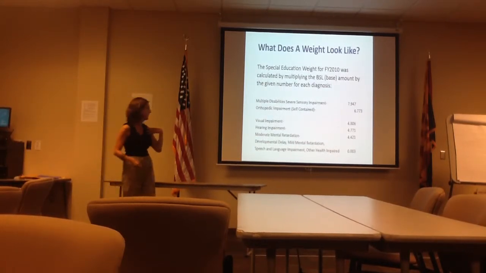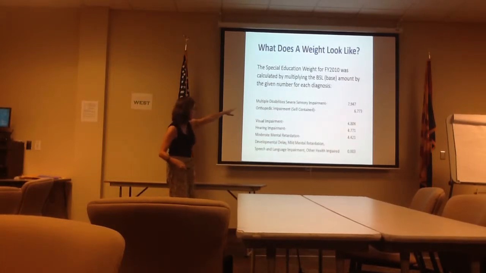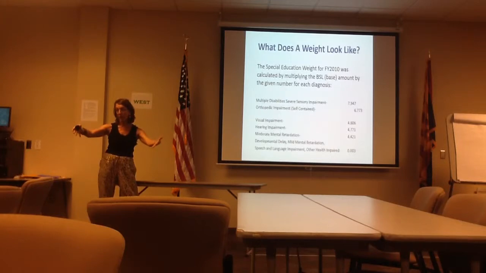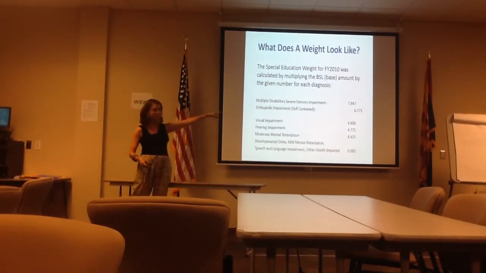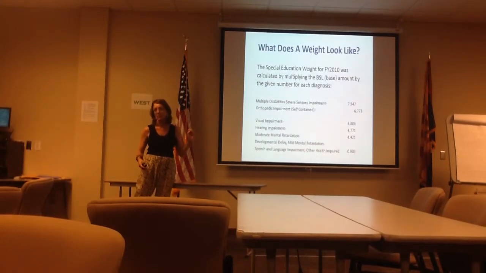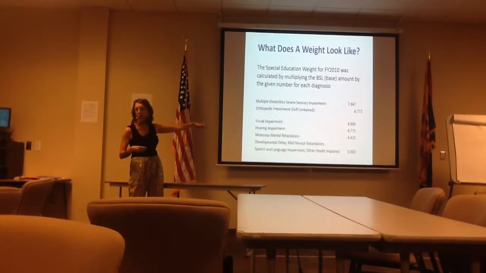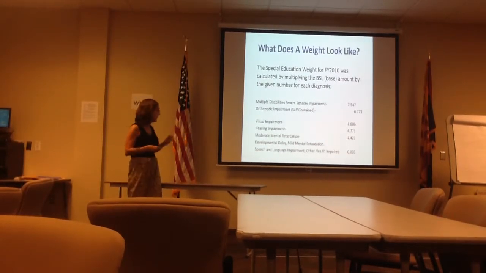So my nephew, for instance, falls in that top category, multiple disabilities, severe sensory impairment. So he gets that base level funding, 3,200, 3,300, wherever we are right now, and it gets multiplied by almost 8, right? So he gets almost, or a little over, $24,000. And there's all these different categories for all these different kiddos.